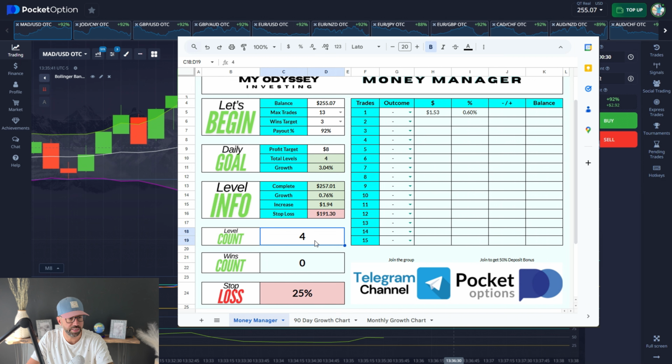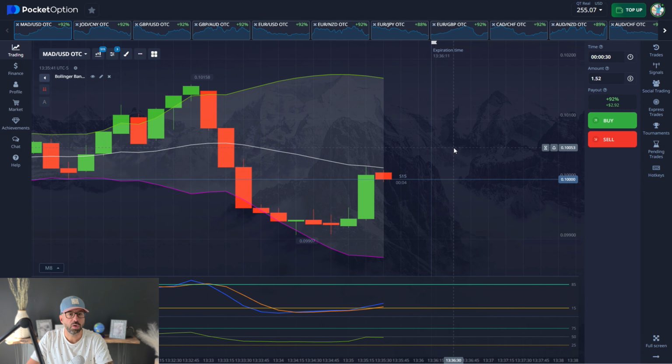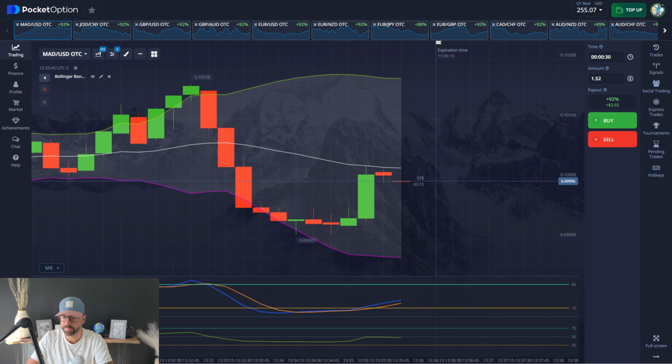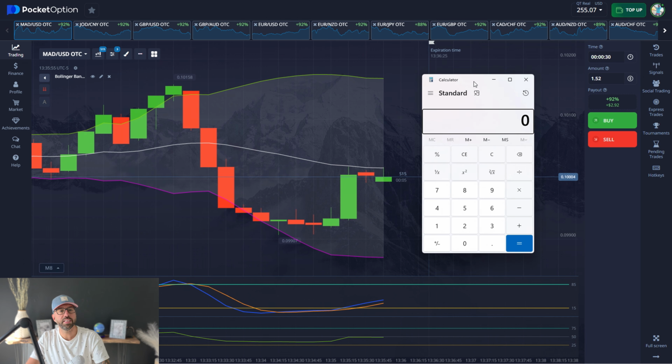We're gonna zero this out. We're gonna start this back over at 250, because that's generally what I like to trade in a day. And we're gonna get this out of the way. So I'm at 255.07. Let's bring in the calculator. So we got our calculator here. Let's see how much of a percentage that is for the day.